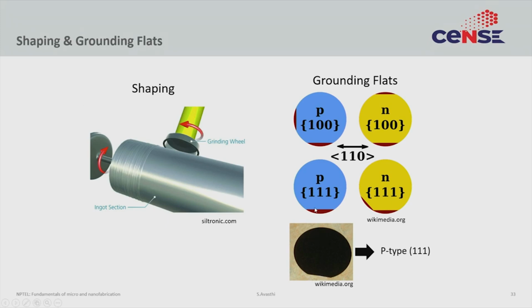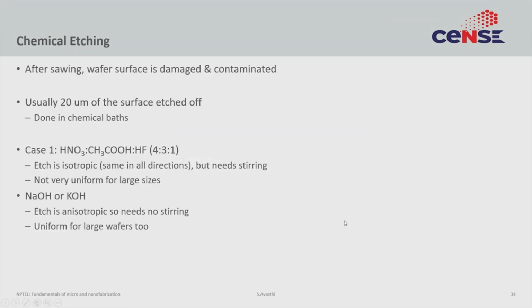If this was a p-type 100 wafer, it will actually have 2 flats. If it was an n-type 100 wafer, it will have 2 flats that are 180 degrees apart. So depending upon where the flat is, you can actually tell the doping and the orientation of the wafers. So this is a standard. During this grinding process, they also cut out these flats.